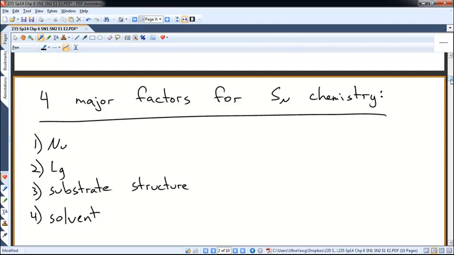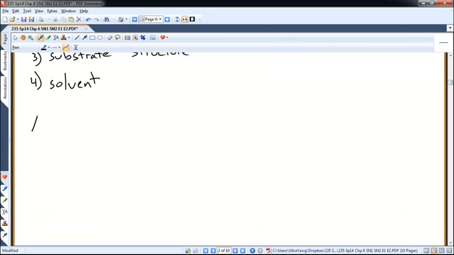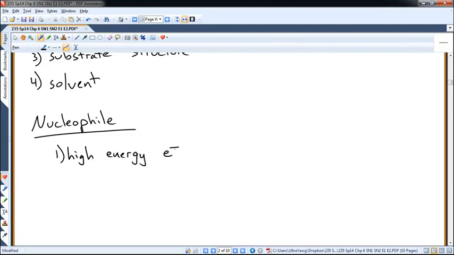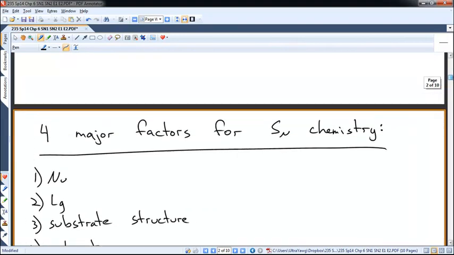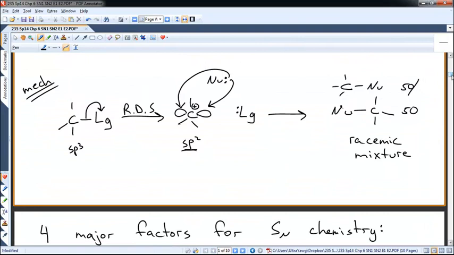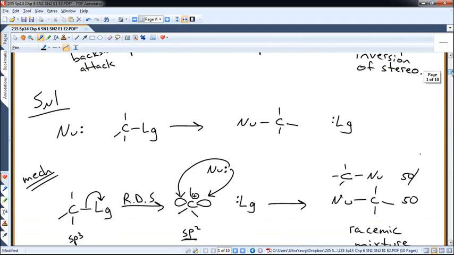Let's start out by taking a look at the nucleophile. The nucleophile is the thing that is going to bond to the carbon using its lone pair of electrons. What type of properties are responsible for making a nucleophile a good nucleophile? A good nucleophile will have high energy electrons. Why is that the case? Well, if you go back up and look at the mechanism, which is how we're going to investigate almost all of our organic chemistry from here on out for the rest of the semester, by examining the mechanisms.